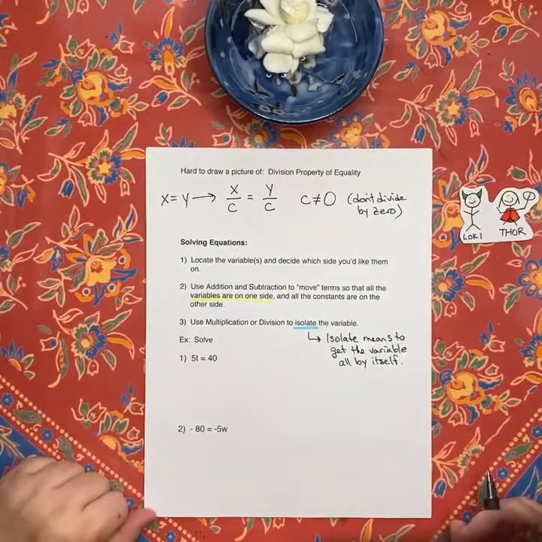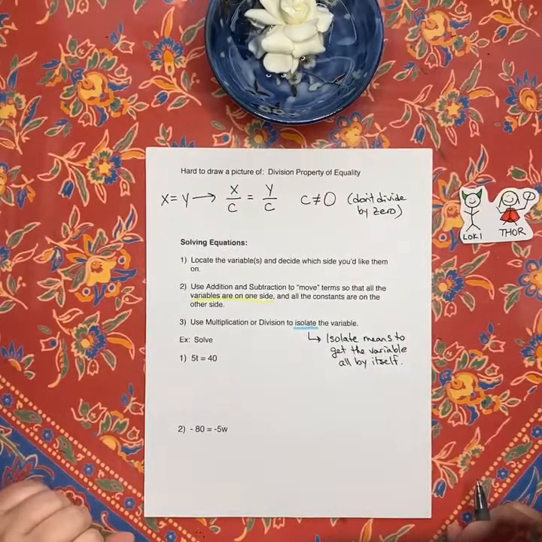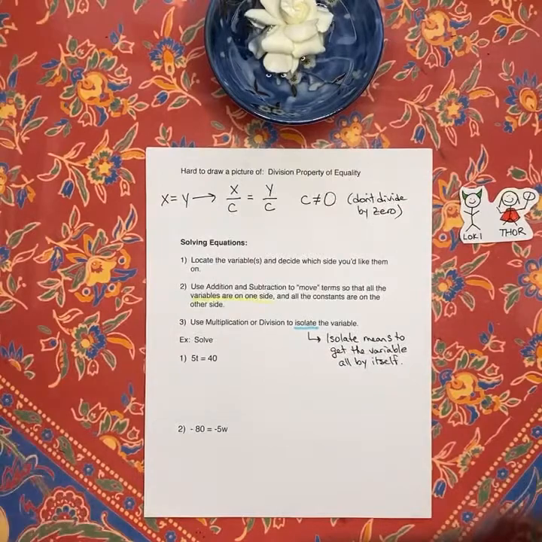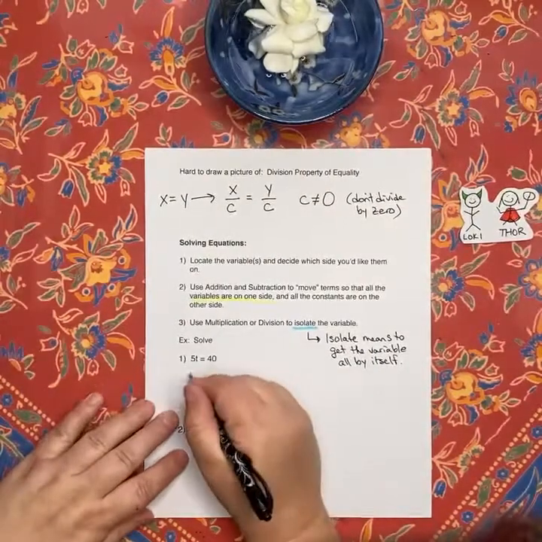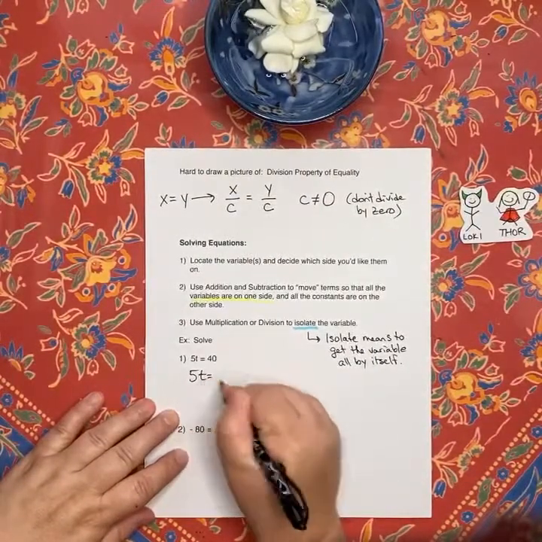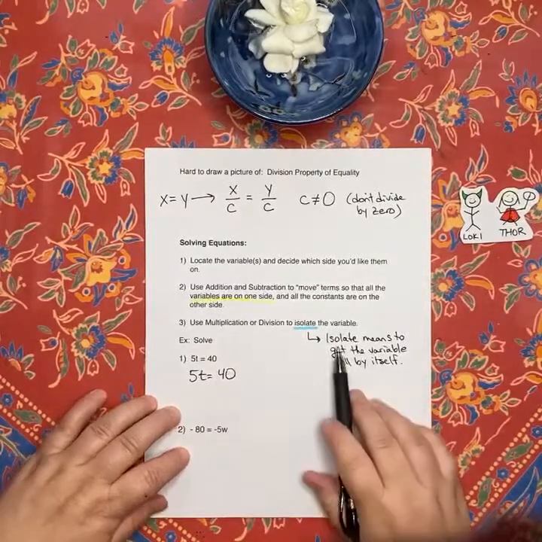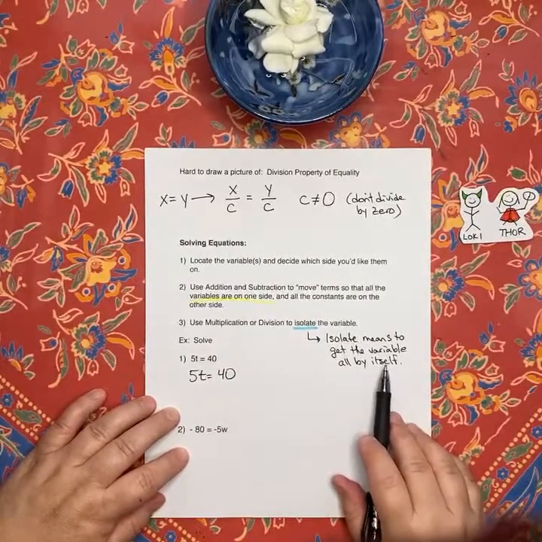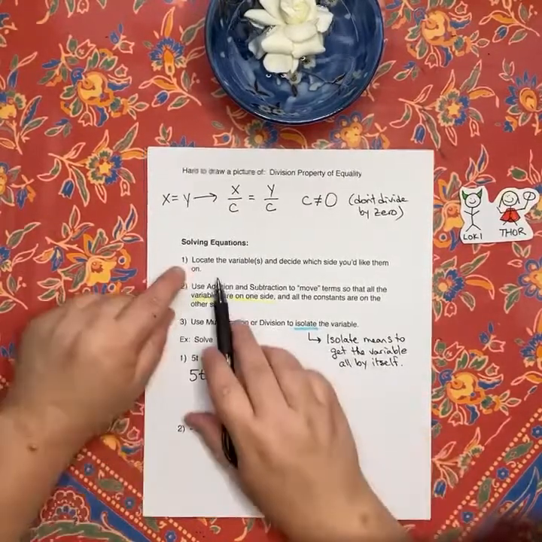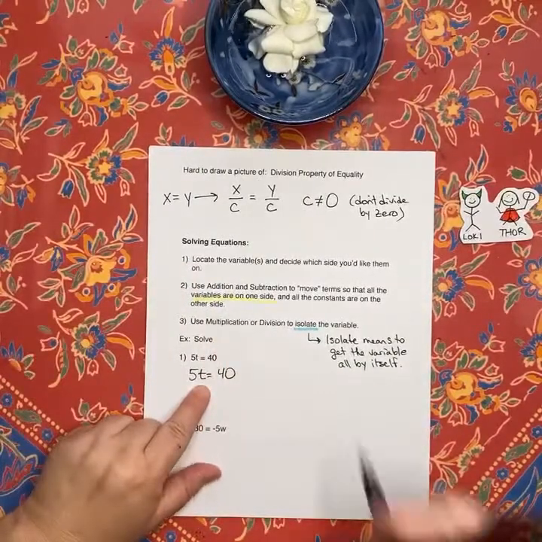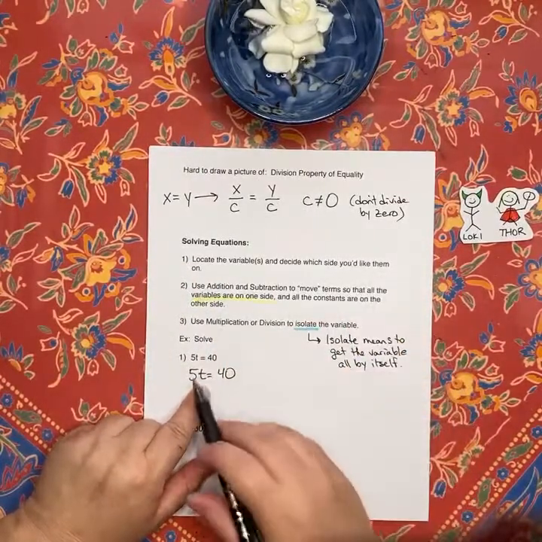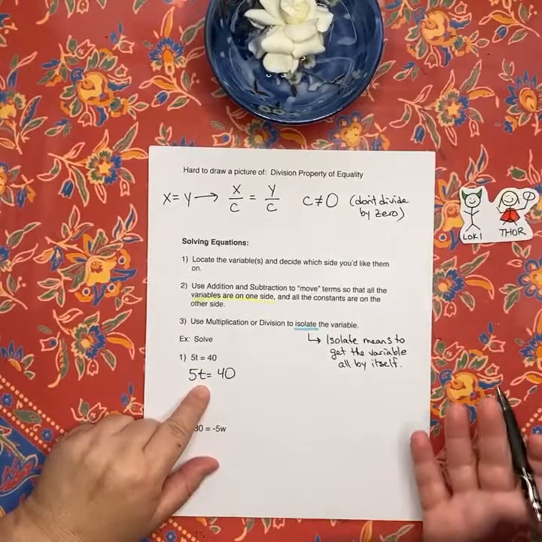Woohoo! You guys ready? This is algebra. We're in it. This is the big leagues now. Okay, so I've got 5t equals 40, and I want to isolate the variable. I want to get it by itself. So locate the variable. It's right there. Decide which side you'd like it on. It's on the left. I'm going to leave it on the left.